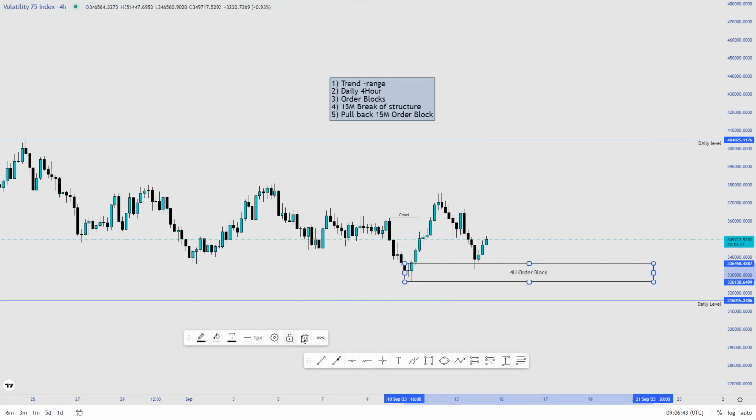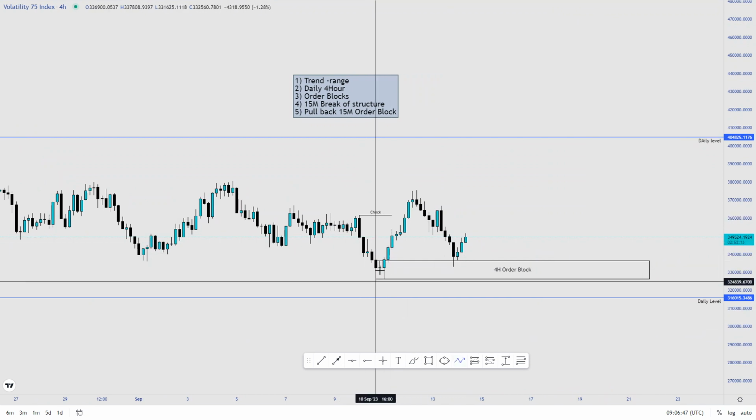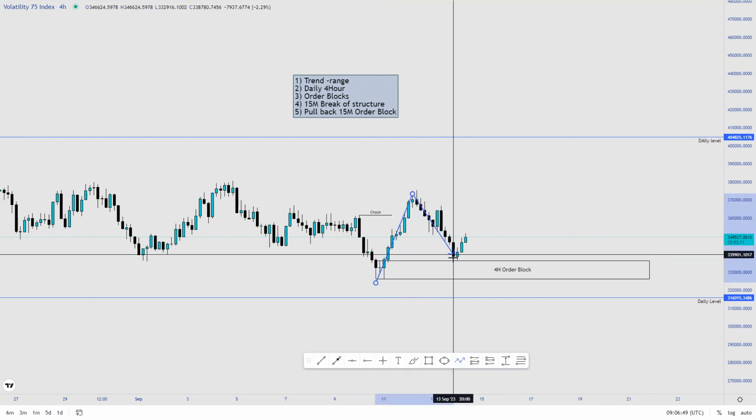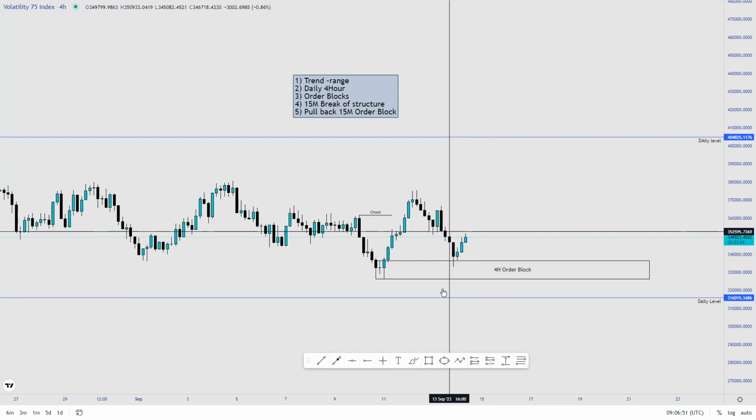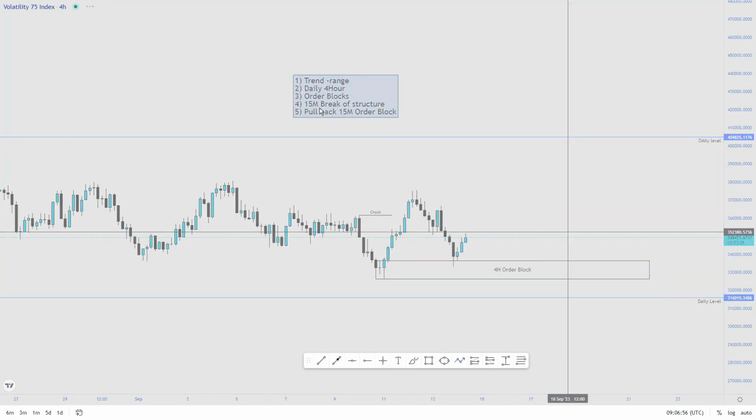That is our 4-hour order block, as you guys can see right here. We did break out of it, and there we can see we come tap into our 4-hour order block, and now we can see price is about to reach the upside. So now we must scale down to our 15-minute time frame. That is basically our step number 4 that we must implement right now.